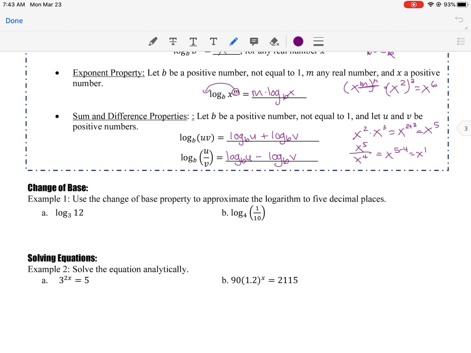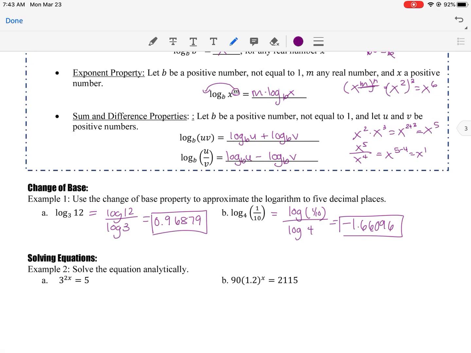All right, so let's use the change of base property and approximate the logarithm to 5 decimals. So here, we'll do log of 12 divided by log of 3. And it really depends on what calculator you have as to where you find the log button. So feel free to send me a message or hang out with me on Google Meet, and I'd be happy to show you on yours. But this is approximately 0.96879. Similarly over here, we do log of a tenth divided by log of 4, and we end up with negative 1.66096.